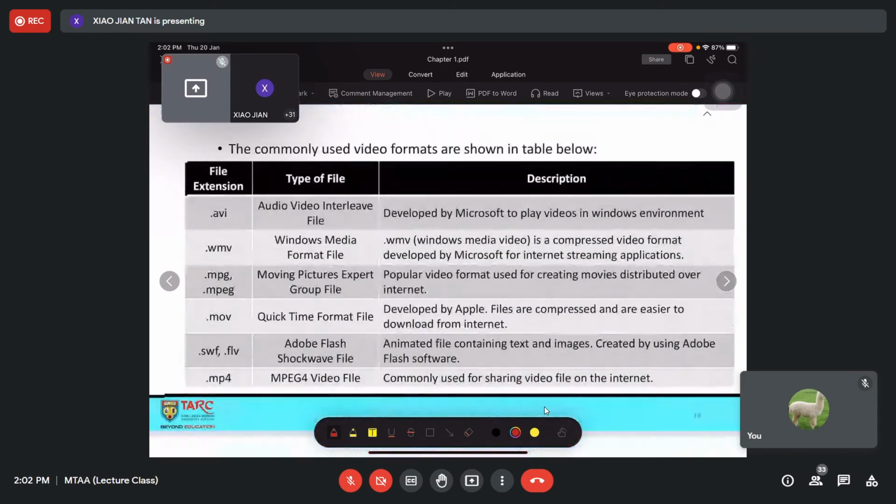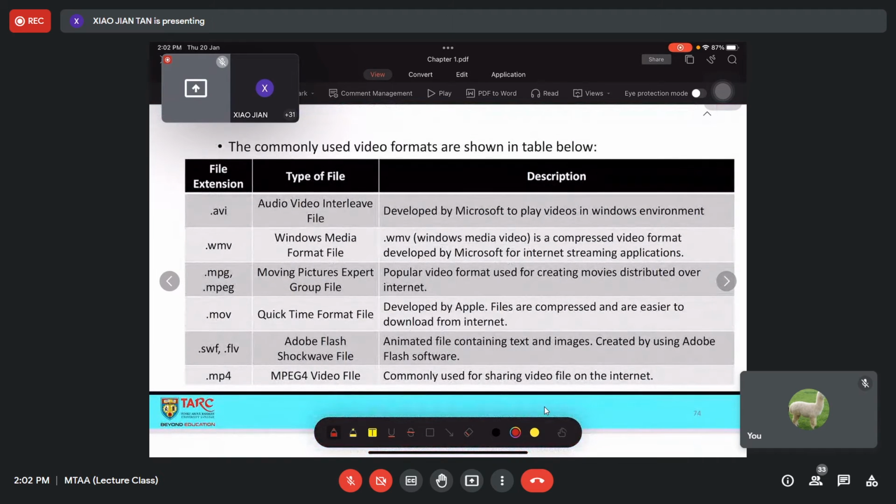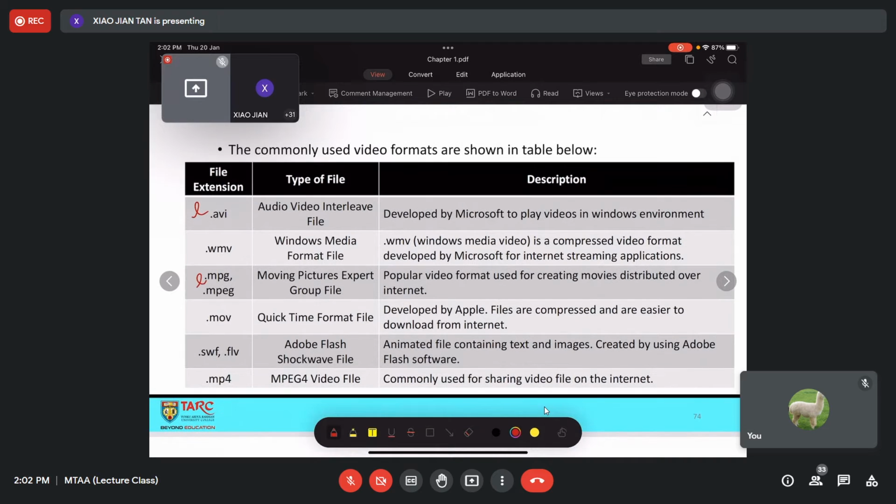This will be the common video extensions, for example .avi, .mp4, .mpeg, and etc. So I don't think I will go through the entire table. You can refer to this later on. So basically, different video extensions have different intentions, and they are invented specifically for different purposes.